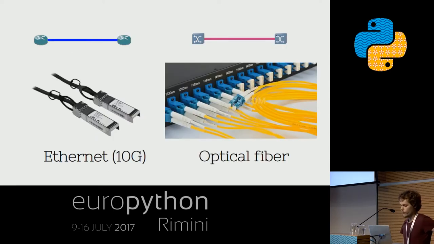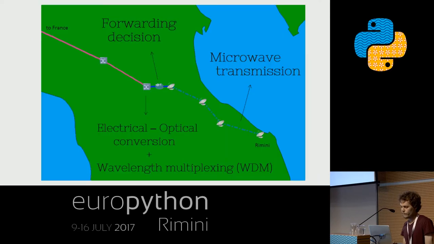Same for the transmission links. These are links like those ones. On the left, an Ethernet cable with a 10G capacity, a 10G connector, and on the right, an optical fiber. So Ethernet cables are used for short distance transmission, and optical fibers can be used for both short distance transmission and long distance transmissions.